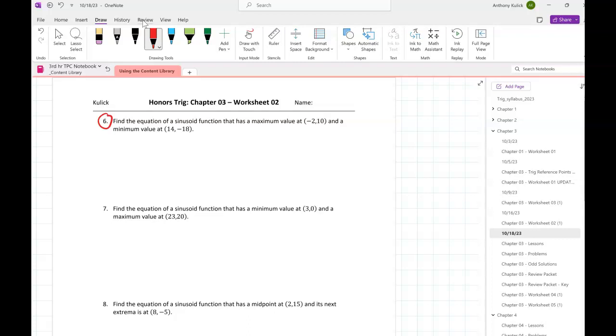So it says we have a maximum value at negative 2, 10, and then a minimum value at 14, negative 18. I'm going to draw a little picture of what's going on. Everybody okay with that? That's just a picture, right? I went ahead and finished drawing the whole period, one cycle of the graph.